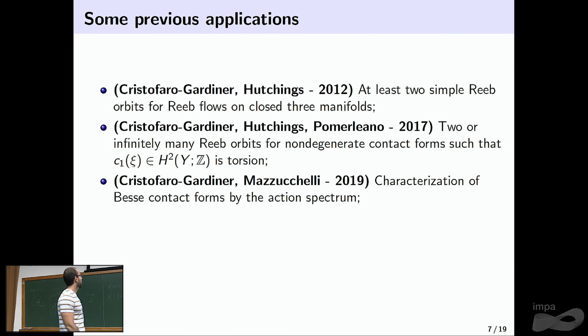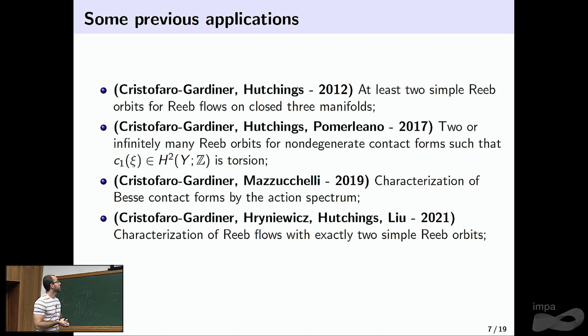And also Cristofaro-Gardiner and Mazzucchelli, Marco is here as well, proved that you can characterize Zoll contact flows. I think that Marco defined, yeah, he defined. Zoll means all the Reeb trajectories are closed, and they characterize this just by looking at the action spectrum. Again, all of these results use the asymptotic property, the volume property of ECH spectral invariants.